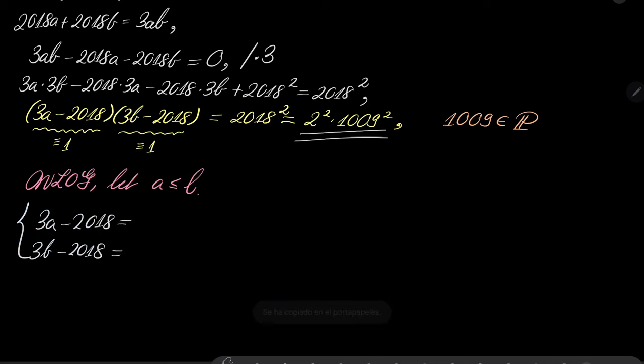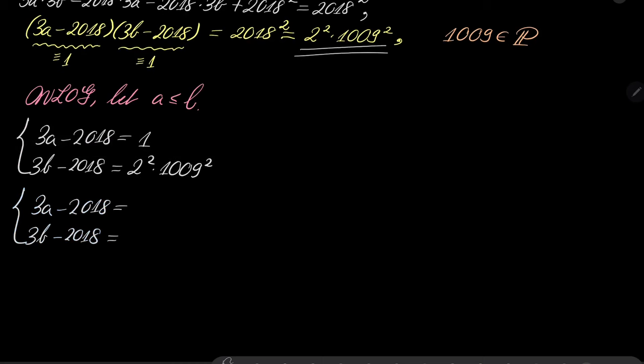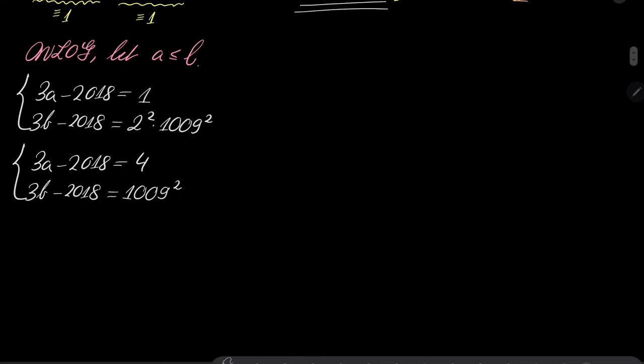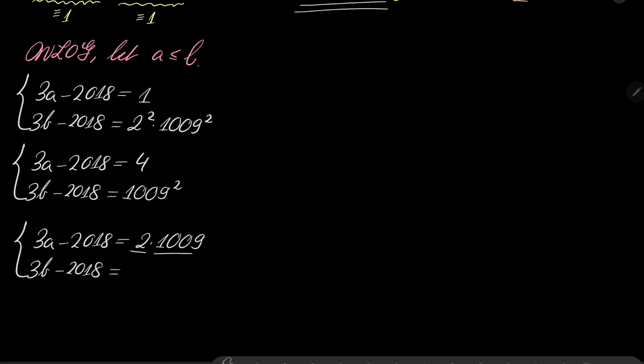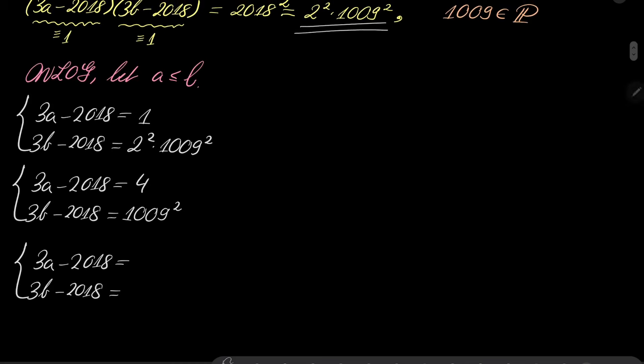Right, so the first possibility is 1 times 2 squared times 1009 squared. Second possibility, can the first number be 2? No, it can't, because 2 is not congruent to 1. What about 4? Well, it can be 4, and 4 times 1009 squared is the second possibility. What then? We can have 2 times 1009. Can it be? Well, this is congruent to minus 1, and this is congruent to 1. No, so it cannot be. So what else is left? Well, we can also have 1009 and 2 squared times 1009.